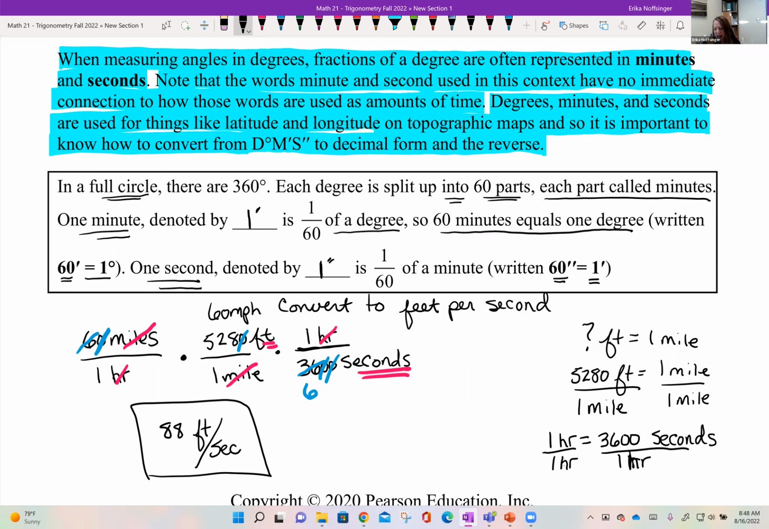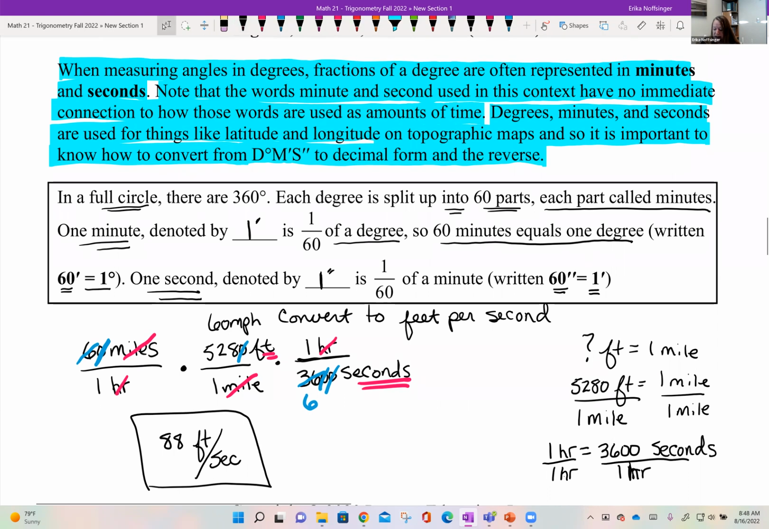That kind of conversion, we'll need to be able to do in some of these word problems that we're going to get into later on, and converting these units to get them to what we want them to be is helpful. It's also helpful when we're looking at degrees, minutes, seconds, and we want to convert to decimal degrees, or decimal degrees to degrees, minutes, seconds.